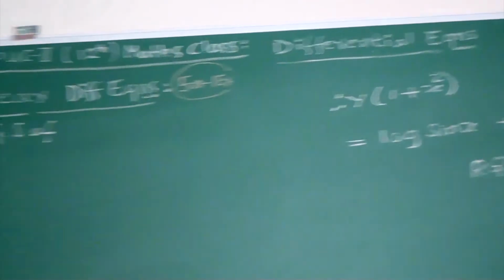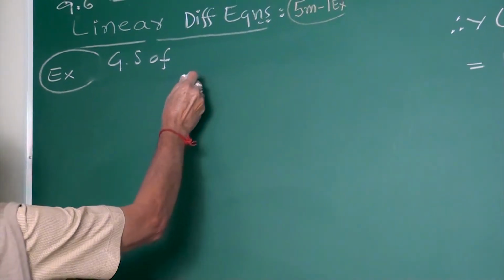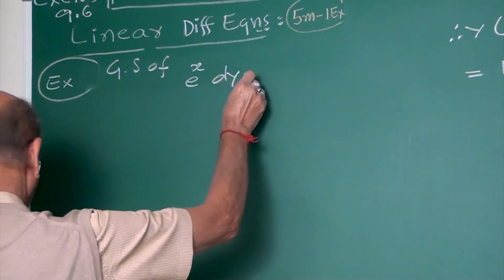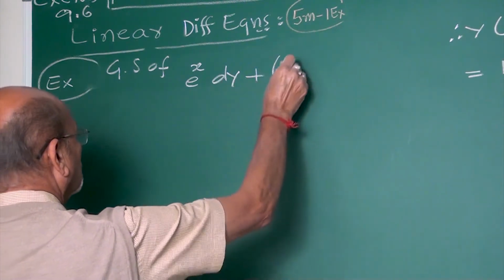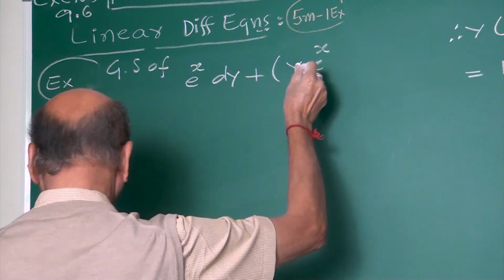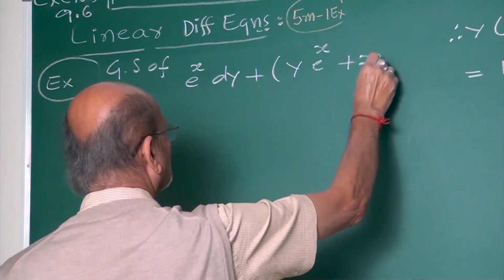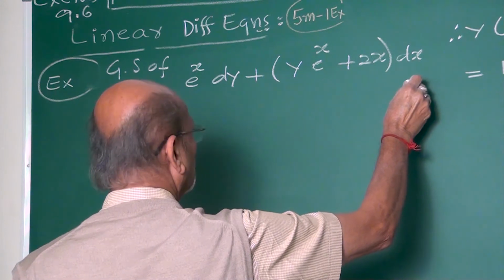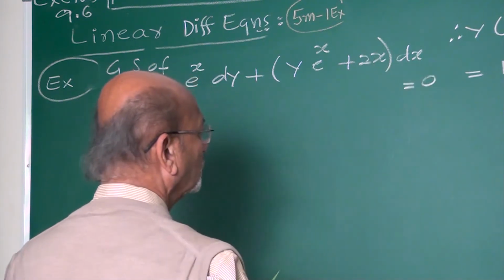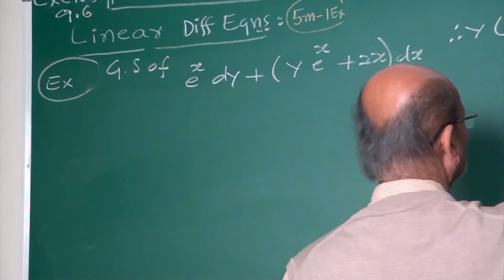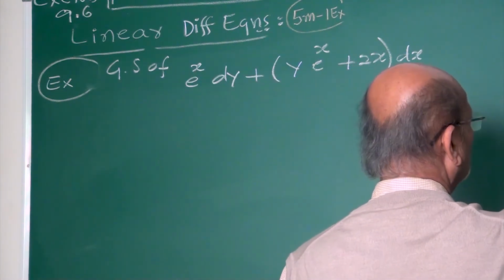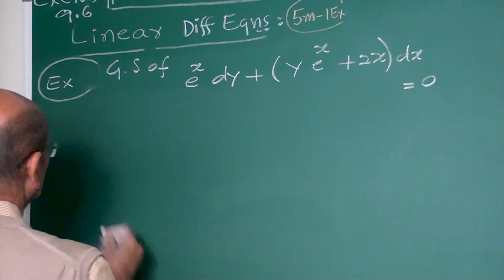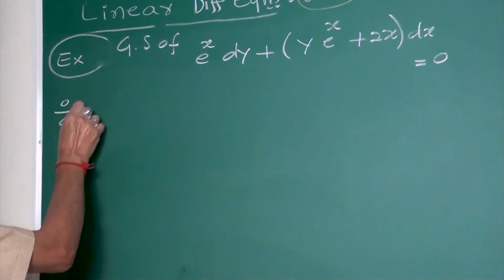Find the general solution of e to the power x into dy plus y into e to the power x plus 2x into dx equal to 0. Tell me, friends, what is the first step? First step, divide by dx first. Divide each term by dx.